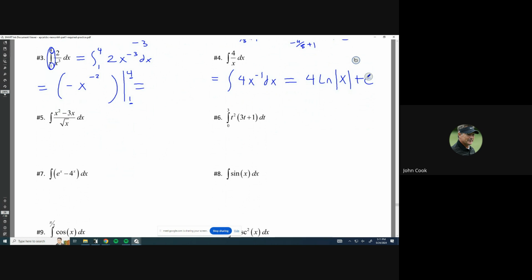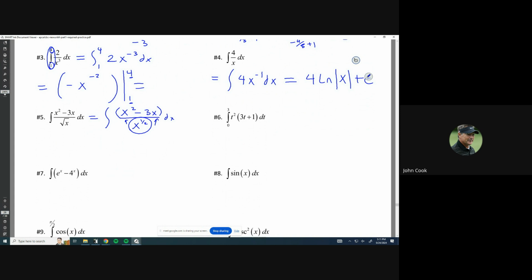Number 5, I tell my kids in class, whenever they see a square root or cube root, fourth root, whatever, to rewrite it as an exponent power. So that's the first thing to do. Integral of x squared minus 3x over x to the 1/2 dx. Now, when you have some expression in the numerator and it's just dividing by a single term, then that one term divides into every term that's adding or subtracting in the numerator.